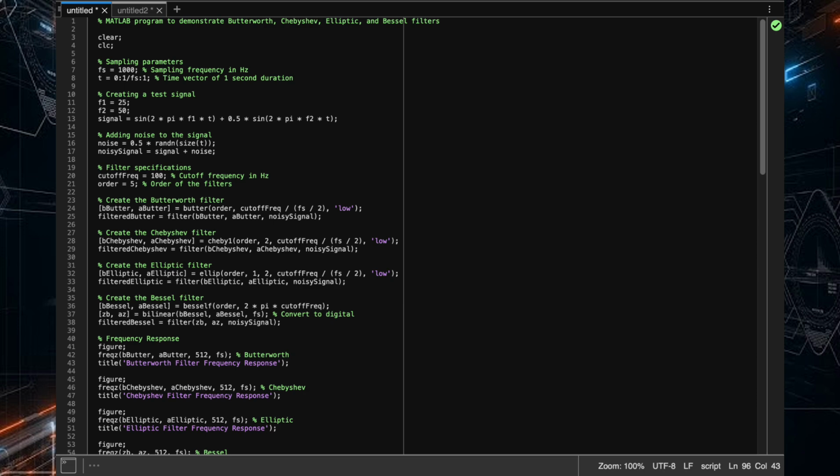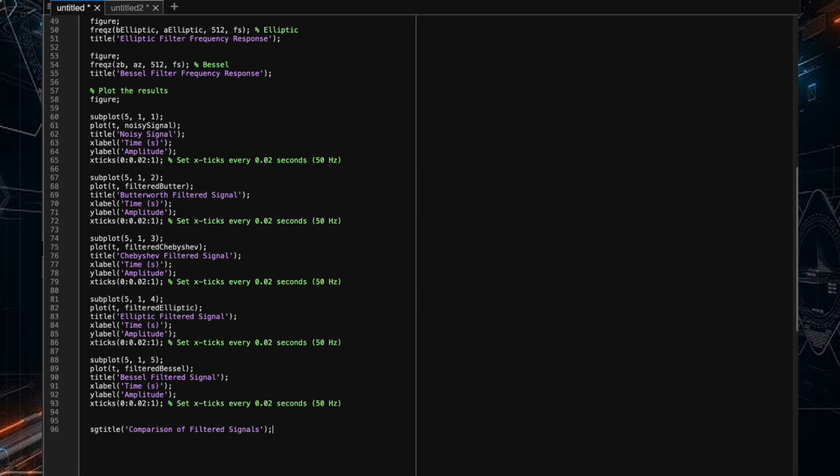Once the B and A coefficients are calculated, they are filtered with respect to the noisy signal. Further, we have used the freqz function in order to plot frequency responses of all filters having 512 evaluation points for a smoother graph. Next, we have plotted all filtered signals with respect to time for comparison.